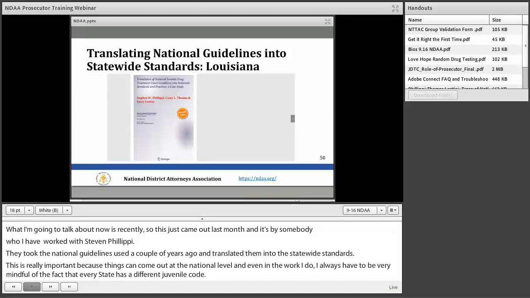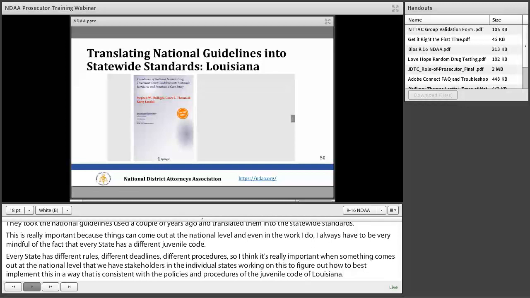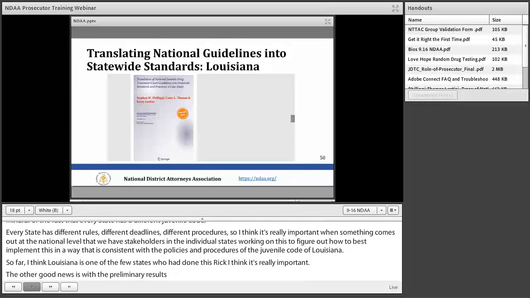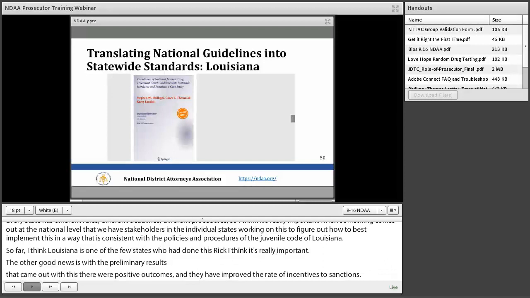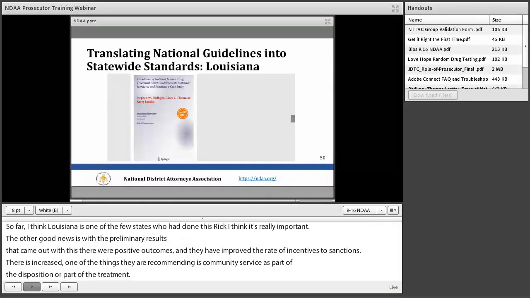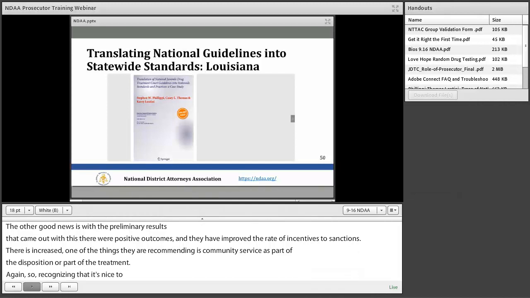And so far, I think Louisiana is one of the few states that have done this, and I really think it's important. And the other good news is that the preliminary results that came out were positive, and they've improved the rate of incentives to sanctions. One of the things that they're recommending is community service as part of the disposition or part of the treatment. And again, it's nice to get guidance from the feds, but also recognizing that if you really want to have an impact in your community, it's very important to translate it and make it work and align it with your rules and procedures.